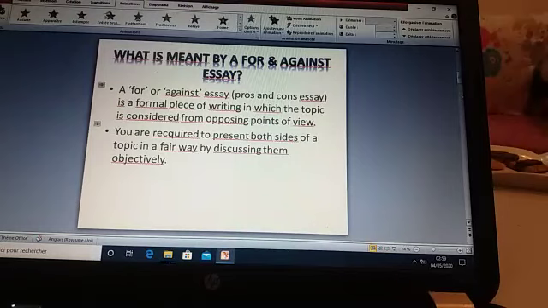First, what is meant by a for and against essay? It's a formal piece of writing in which the topic is considered from opposing points of view. You are required to present both sides of a topic in a fair way by discussing them objectively.